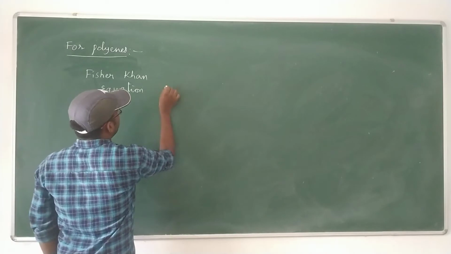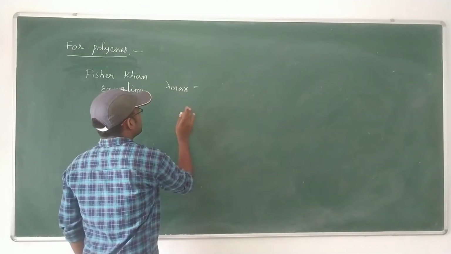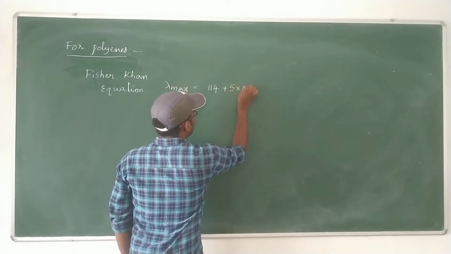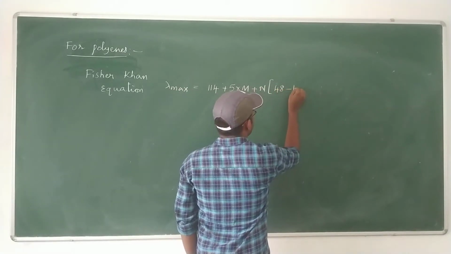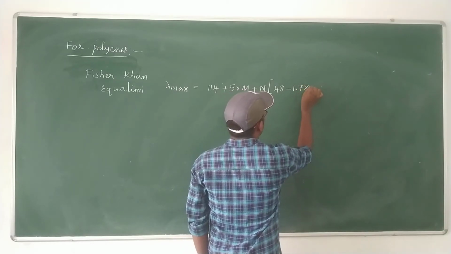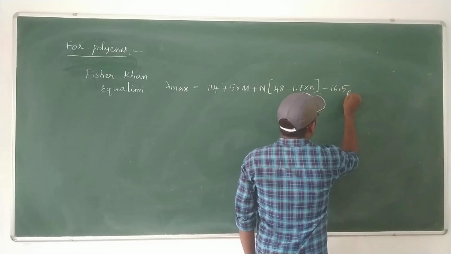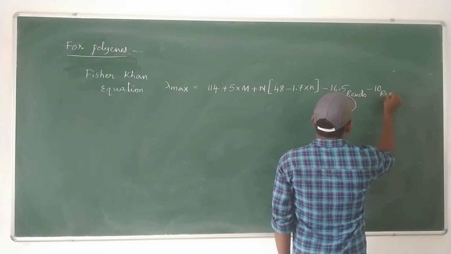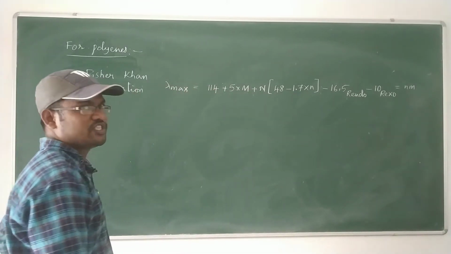According to the Fieser-Kuhn mathematical formula, which is useful for calculating the lambda max values of polyenes, lambda max is equal to 114 plus 5 into m plus n into 48 minus 1.7 into n minus 16.5 R endo minus 10 R exo, in nanometers. This is the Fieser-Kuhn equation.